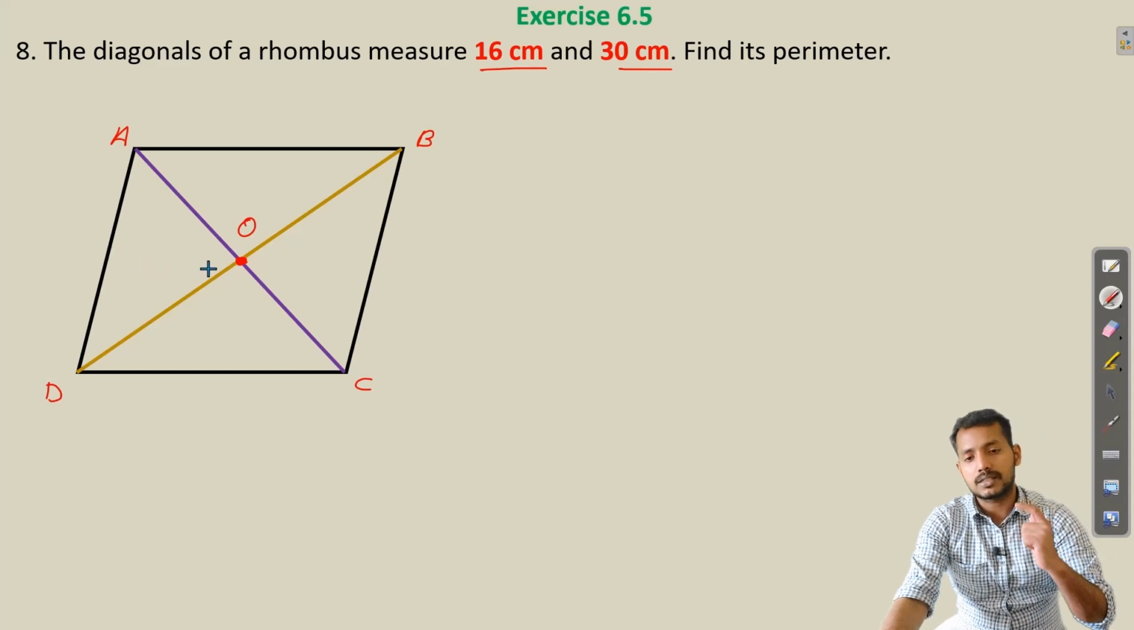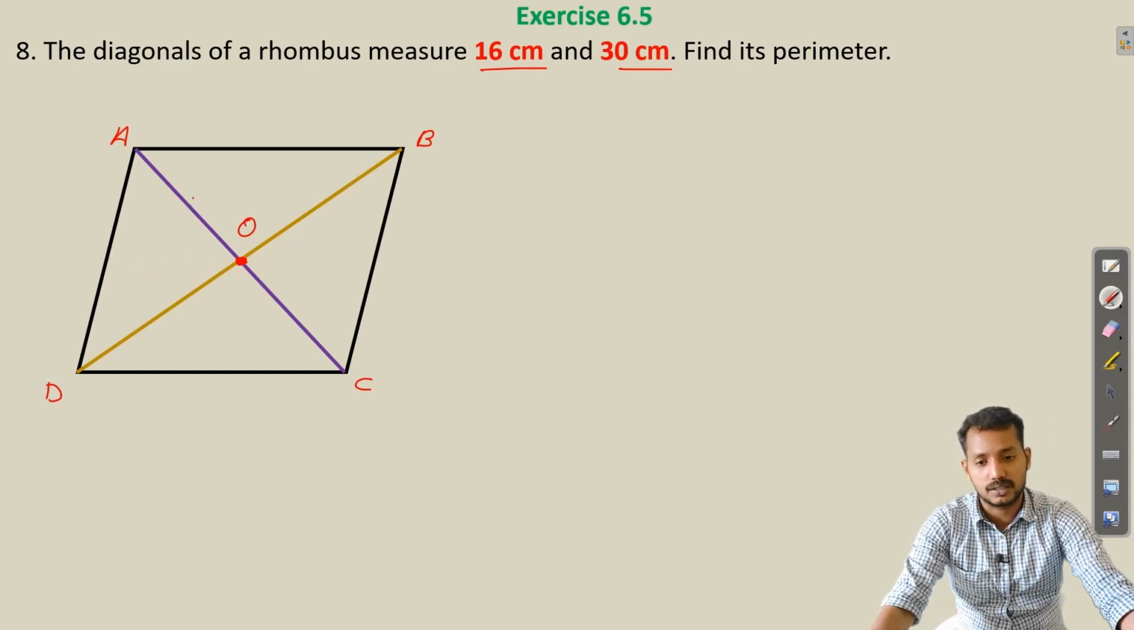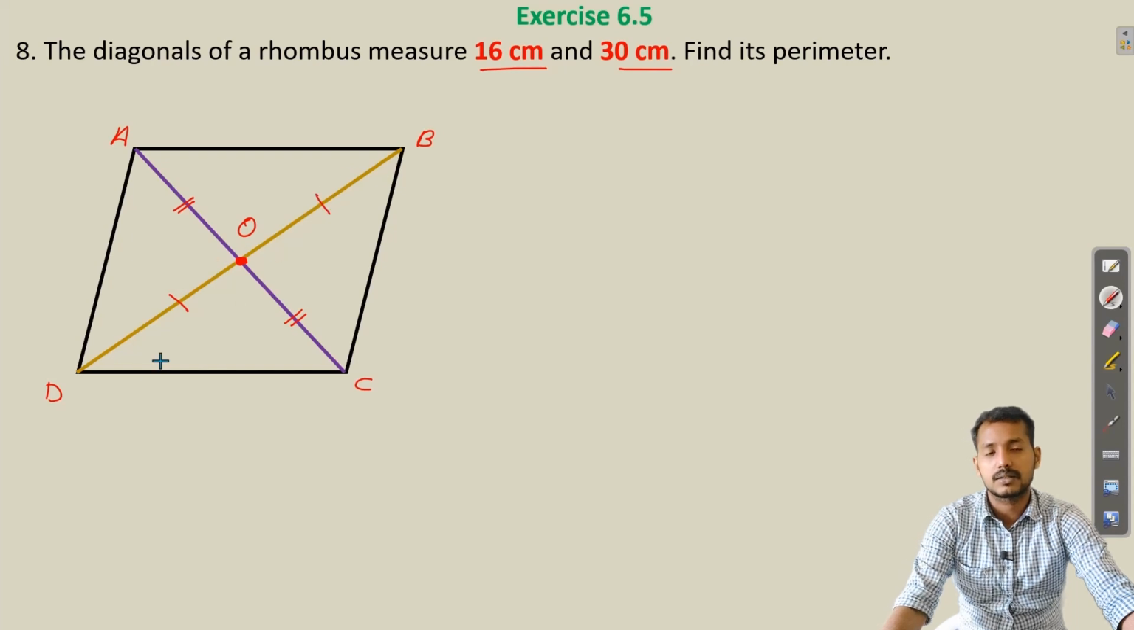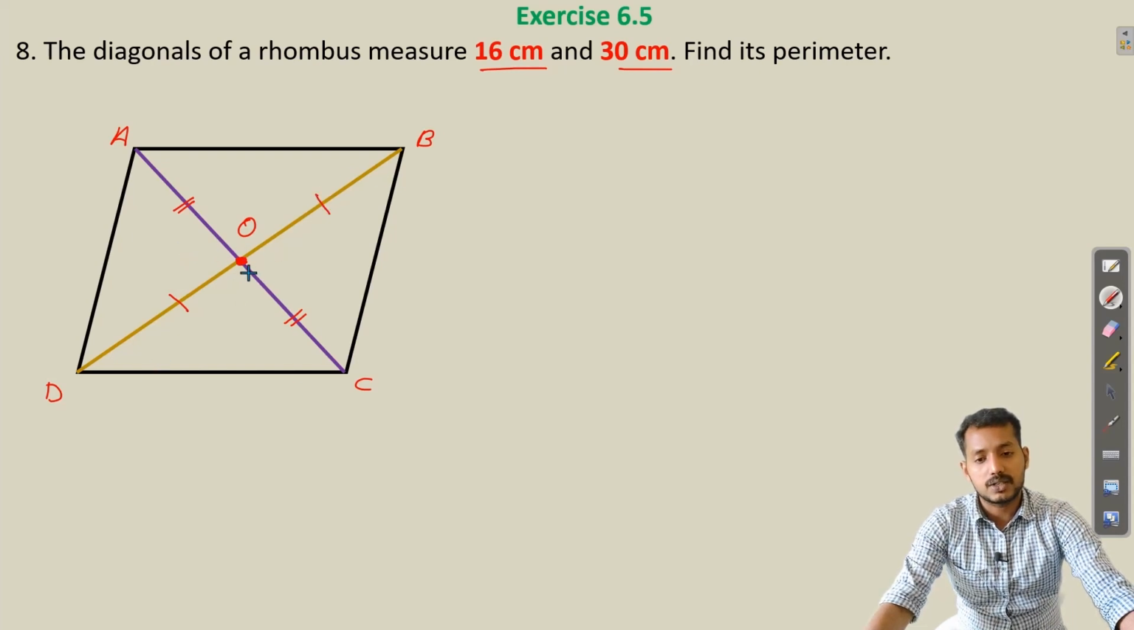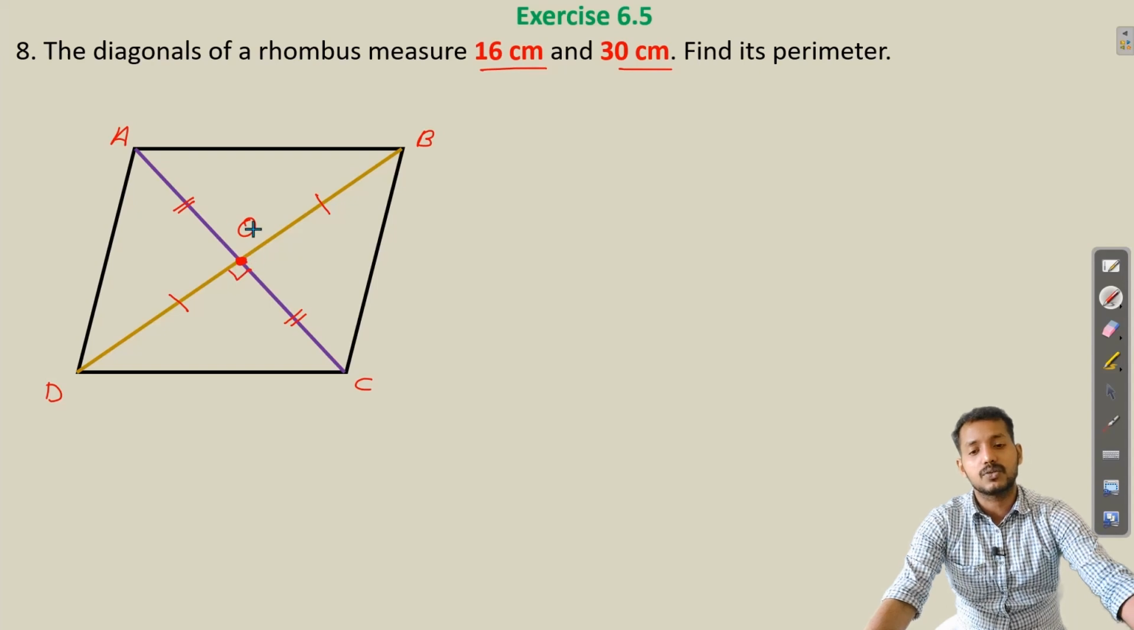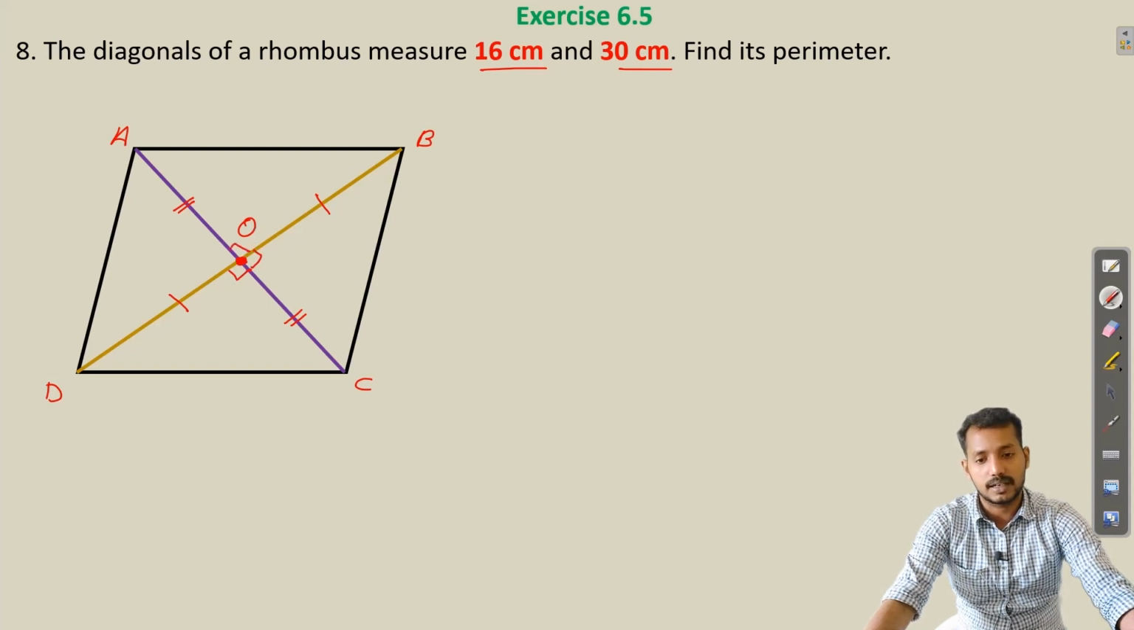Now in class 6 we have learned that the diagonals of a rhombus bisect each other. That means AC is divided into two equal parts, as well as DB is divided into two equal parts, and they bisect each other at right angles. That is also something we have learned. These will all be right angles.